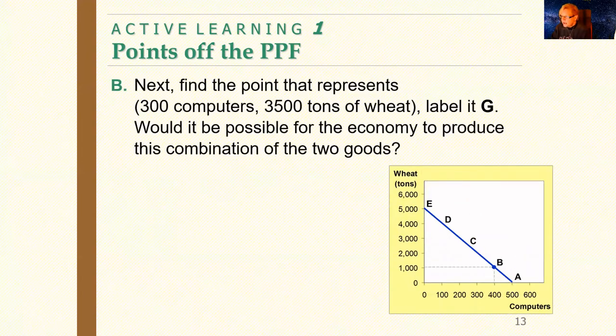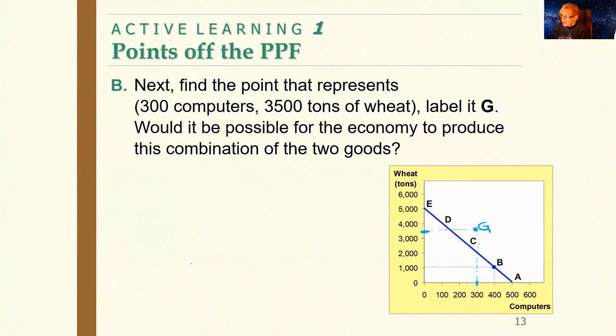Next, find the point that represents 300 computers and 3,500 tons of wheat, and label it G. So again, I'm just going to start down here at 300. And here's 3,500 right about there. I'm going to follow that up, and it looks like it would be right about there. And I'm going to label that G.